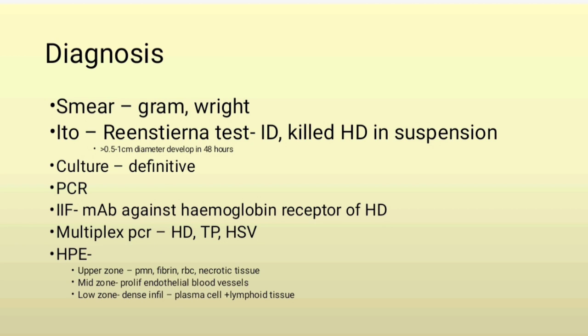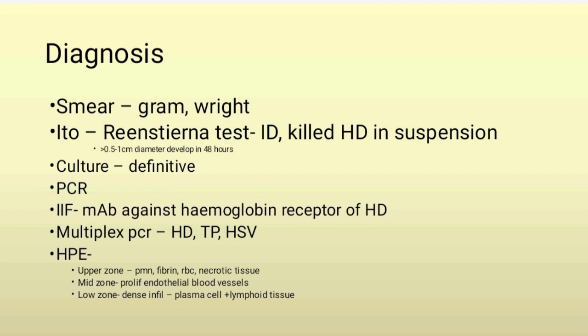Coming to the diagnosis, we can do a smear for identification of the bacteria, or the Ito-Reenstierna test, which is an intradermal test where an induration greater than 1 centimeter in diameter developing in 48 hours is taken as positive. Culture can be done, which is definitive. PCR, indirect immunofluorescence, multiplex PCR, and histopathology can be done.